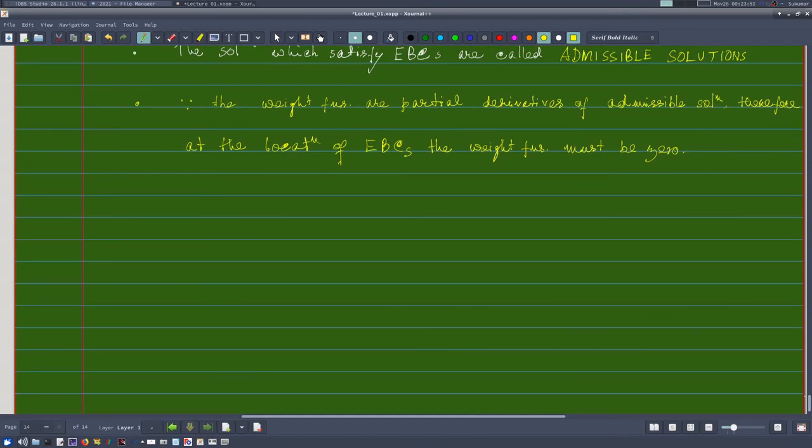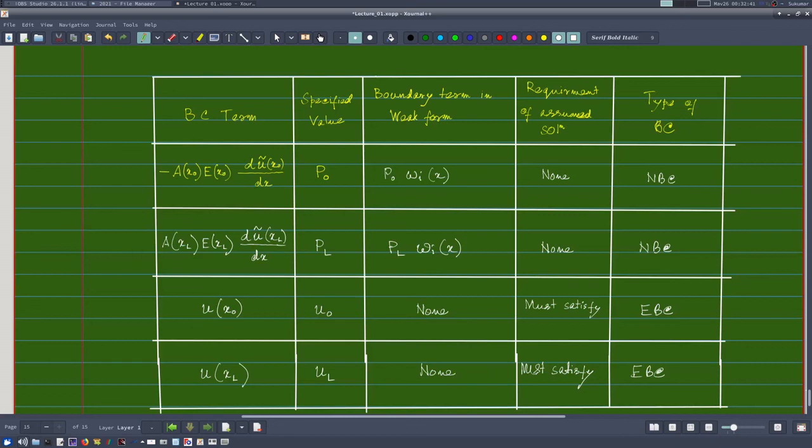And hence, we have to deal with the boundary conditions in this method in the following manner. Okay? So I will write down how we need to fulfill the boundary conditions in a tabular form. In order to handle the boundary conditions, this table shows you the boundary condition term, then their specified values, the boundary term in weak form, and what are the requirements to be fulfilled by the assumed solution, and what is the type of BC.